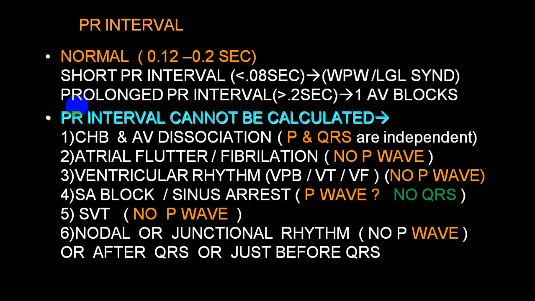In all ventricular rhythms, ventricular premature beat, ventricular tachycardia, ventricular fibrillation, there are no P waves. So you cannot calculate. In SA block and sinus arrest, there is no P wave, no QRS complex. Hence, you cannot calculate PR interval. In supraventricular tachycardia, because of a very fast ventricular rate, P waves are usually merged into T wave and there is no P wave appearance. Hence, you cannot calculate the PR interval. In junctional rhythm, usually P wave is just before QRS complex or just after QRS complex, or P wave is inside the QRS complex. Again, here you cannot calculate the PR interval. Hence, in these conditions, do keep it in mind, you cannot calculate PR interval. Always remember this for lifetime.